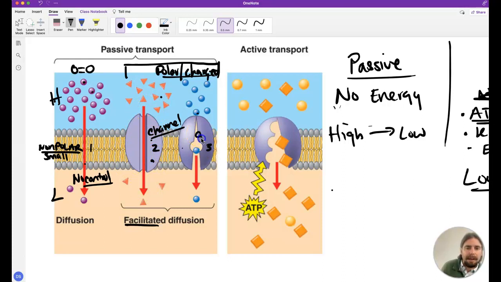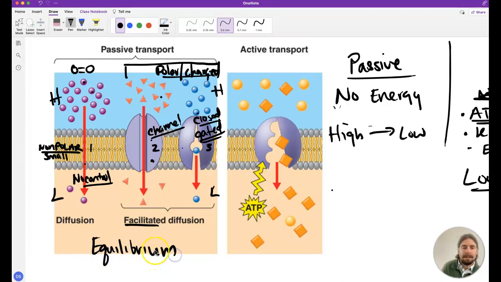In example 3, we have a gated channel that is currently closed and preventing these molecules from coming across. When this channel opens, then diffusion can continue, again from high to low concentration. So is energy needed to make this happen? No. The other thing I just want to recognize is that passive transport will continue until the system reaches equilibrium, where we have equal concentration of molecules on both sides.